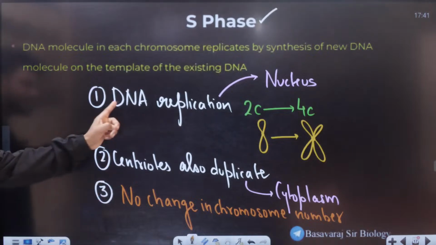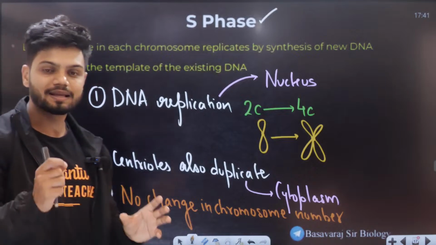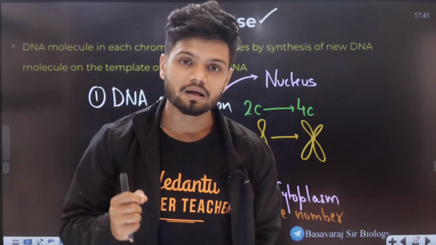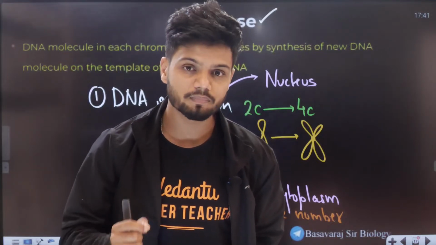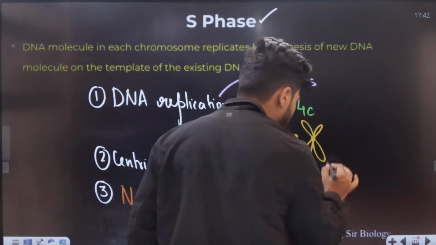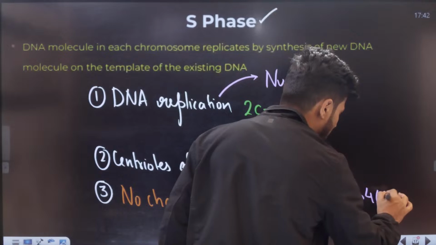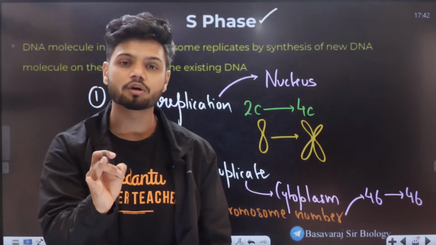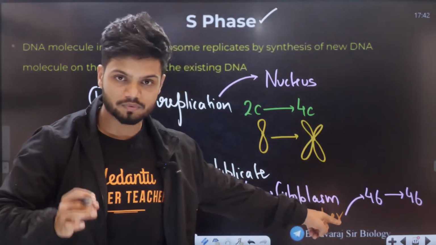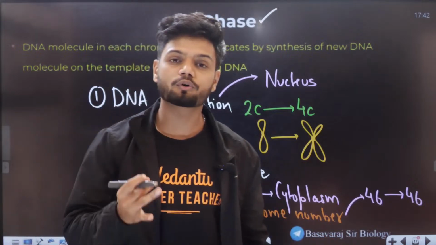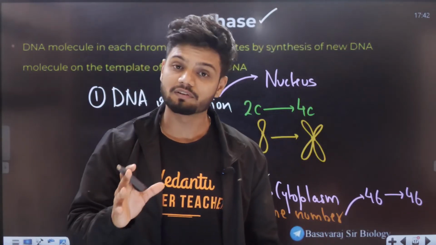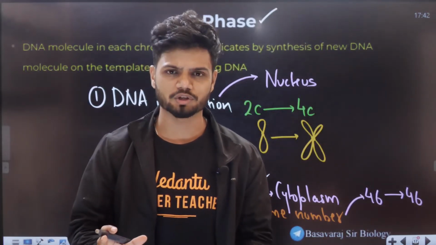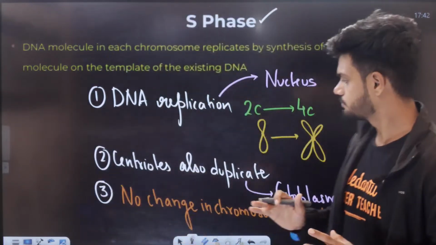There is increase in DNA content, but the chromosome number is going to remain as such. That is, if there were 46 chromosomes, it is going to remain 46 itself. The number of chromosomes is not going to change at all, but the number of chromatids might vary. Is that point clear to all of you? Very basic information I'm giving you today. Clear, students?